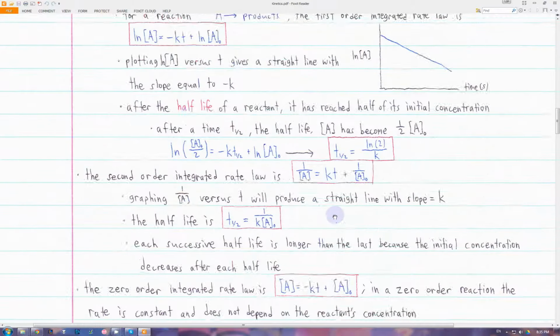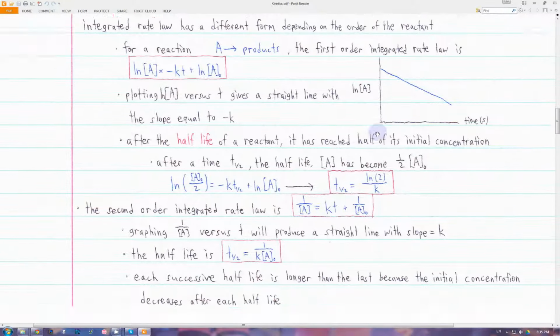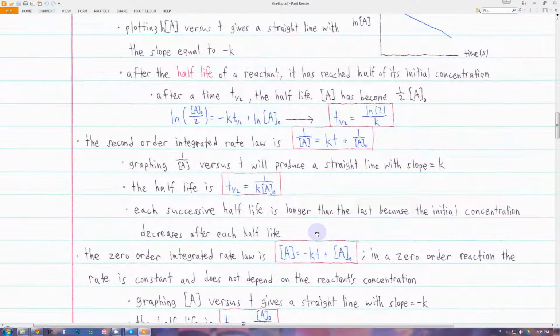Remember that if the straight line has ln of the concentration on the y-axis, then it's first order. If the y-axis is 1 over the concentration, then it's second order. And if the y-axis is just concentration, then it's going to be zero order. And also remember that only in a first order reaction is the half-life constant.